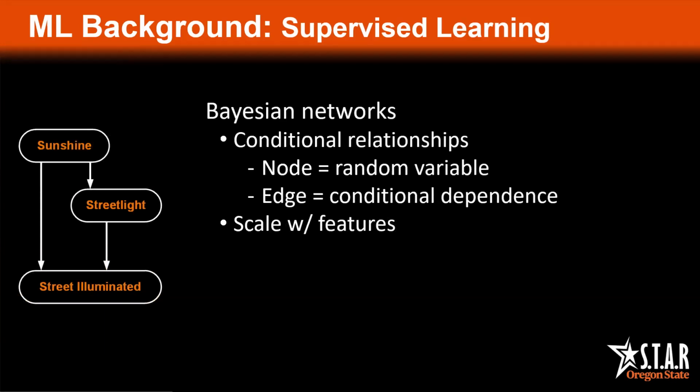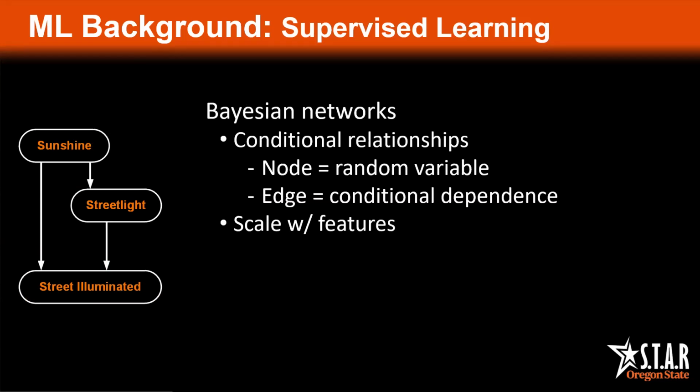Bayesian networks, unlike decision trees, embed conditional relationships into their structure. In these models, nodes represent random variables, and edges represent conditional dependence between those variables. As a brief example, consider three events: sunshine, a street light being on, and the street being illuminated.